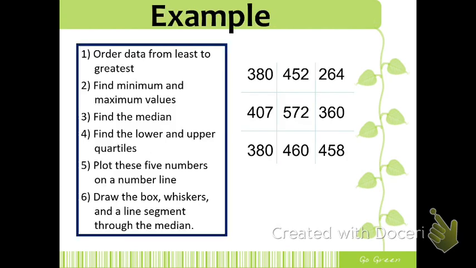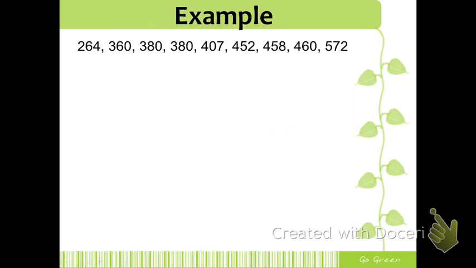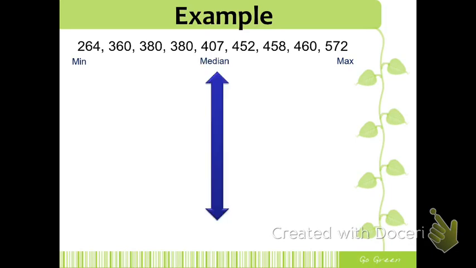So here's an example. We've got 9 data values, and we're going to make a box and whisker plot. So first, we will reorder these numbers from smallest to largest. Then we'll identify the largest and the smallest number, which are the maximum and the minimum, and we'll count our way in to the middle number, which is the median. In this case, that's 407.